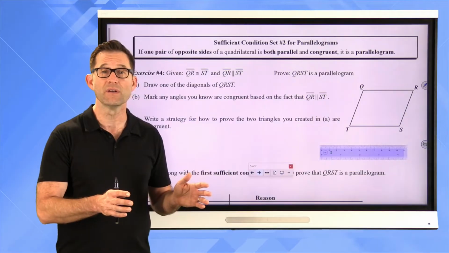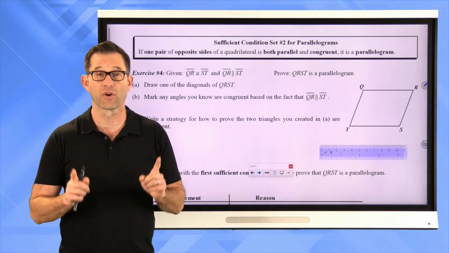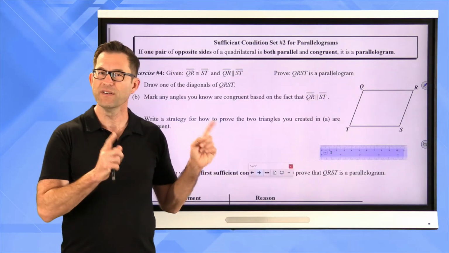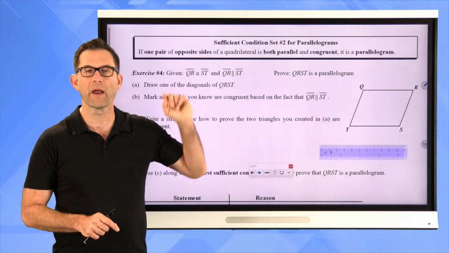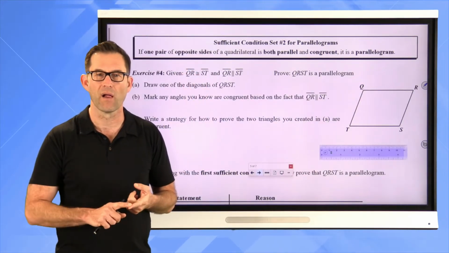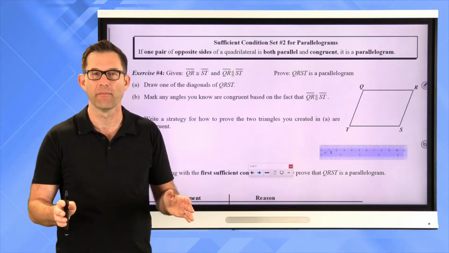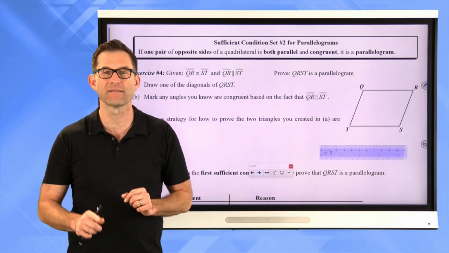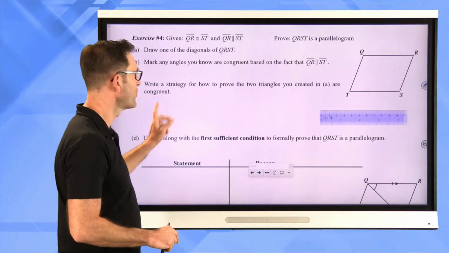Our second condition, right, is that I've got 2 pairs of opposite sides that are congruent. They're the same length. This one, though, this one's a little tricky. This one says if I've got a single pair of sides that's both parallel and the same length, then it has to be a parallelogram. But it's got to be the same pair of sides. So let's prove this sufficient condition set number 2.